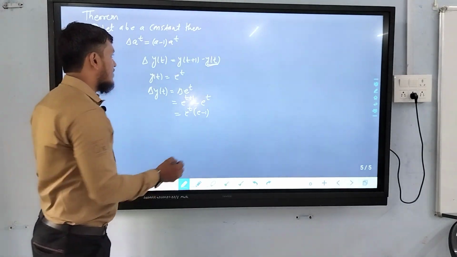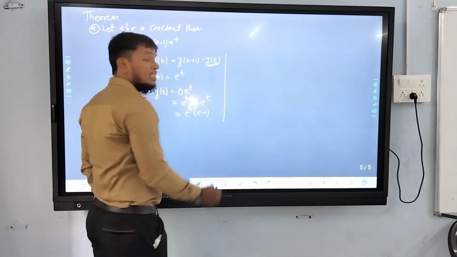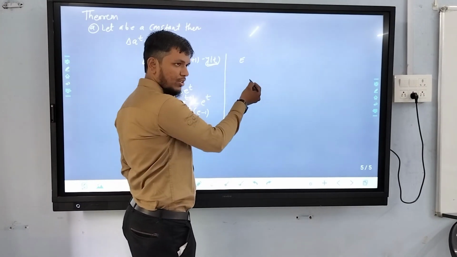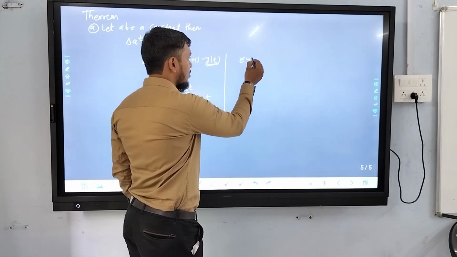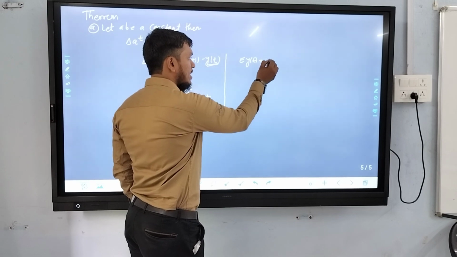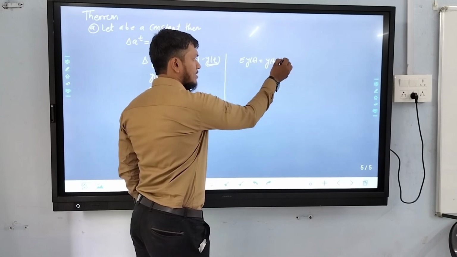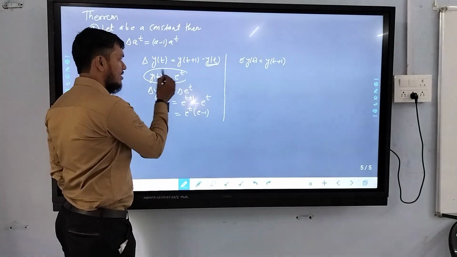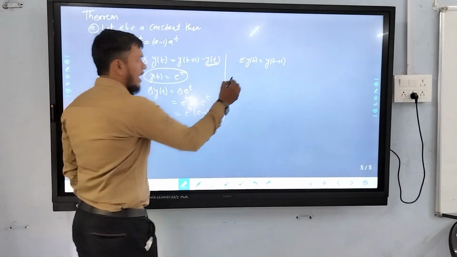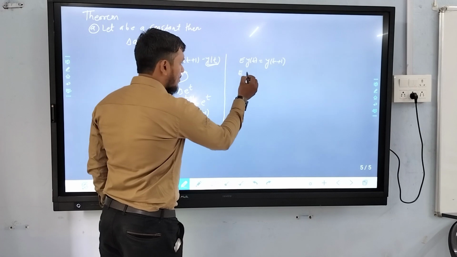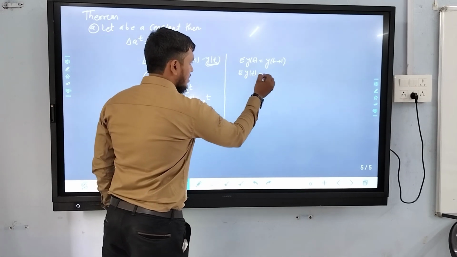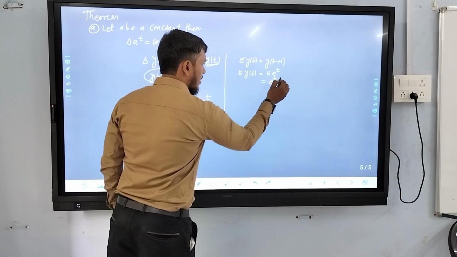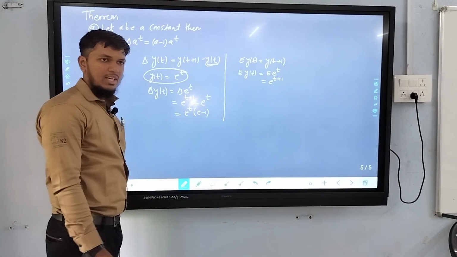And after that, what is the shift operator? The shift operator is denoted by capital E, and when the shift operator operates on y of t, in the result we get y of t plus 1. For example, if you take the same function e raised to the power t and operate the shift operator on this function, then we get e raised to the power t plus 1.